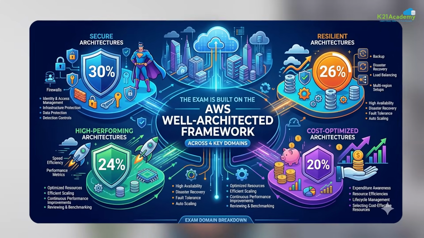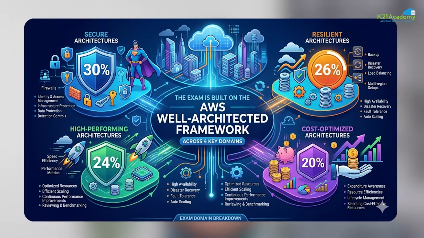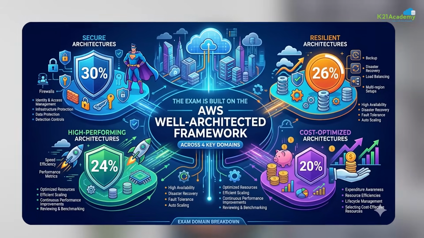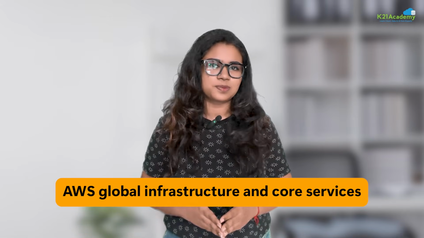And the exam is built on the AWS Well-Architected Framework across 4 domains: secure architectures at 30%, resilient at 26%, high-performing at 24%, and cost optimization at 20%. And you will see this framework in every video of the series. And today we start with the foundation everything else sits on: AWS Global Infrastructure and the core services. So let's get into it.